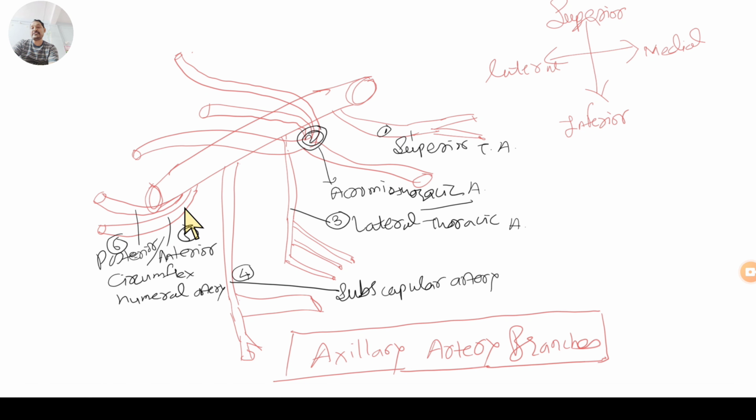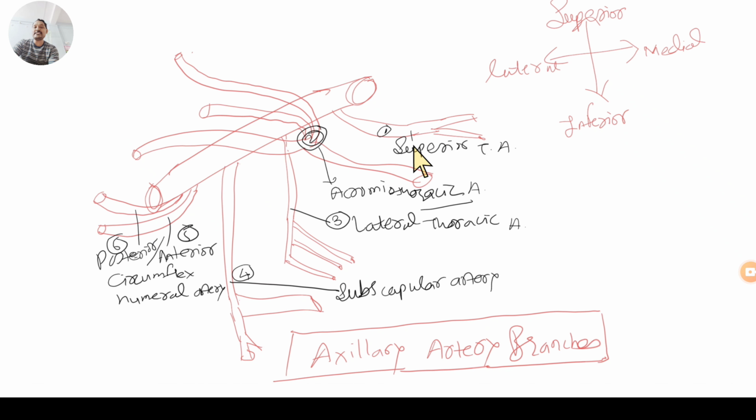The fifth branch is the anterior circumflex humeral artery, comparatively smaller than the posterior circumflex humeral artery. The posterior one is larger, and it will encircle the surgical neck of the humerus. They will form an anastomosis there. They will supply the shoulder joint.